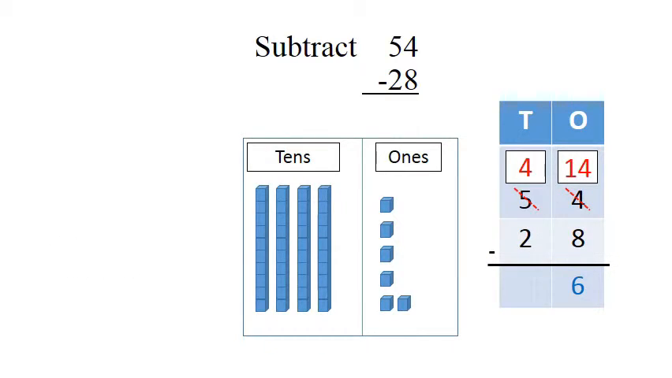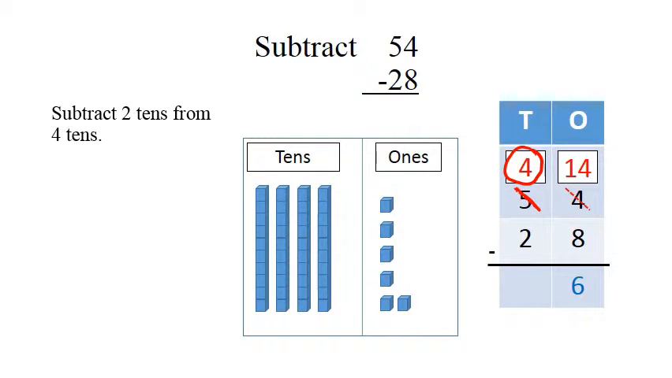Now I have to subtract the tens. So I'm going to take 2 tens from the 4 tens that I have left over. Remember that 4 tens is what I have left because I had taken a 10 away from the 5 tens. So don't forget to cross out that 5 tens because otherwise you may think that you still have 5 tens, but I really have 4.